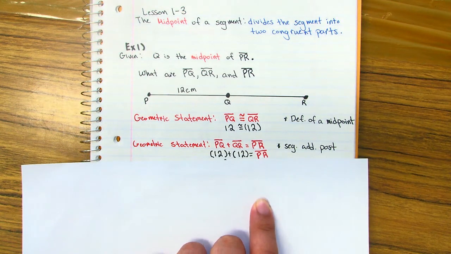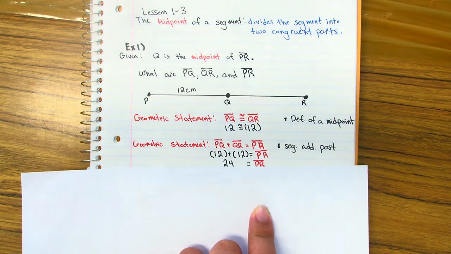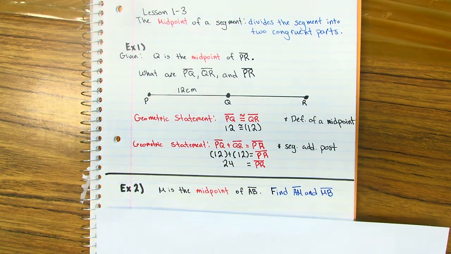Now here we add 12 plus 12. You can just leave PR as its own, and then you can answer 12 plus 12 equals 24. So the value of PR equals 24. The next one, the second example, is M is the midpoint of AB. Find the value of AM and MB.